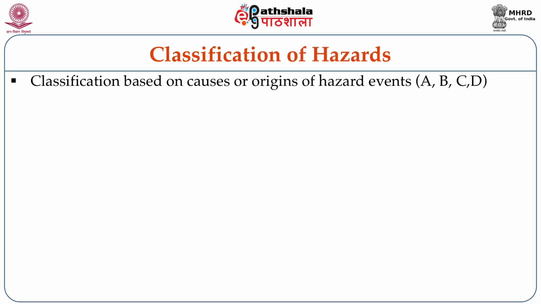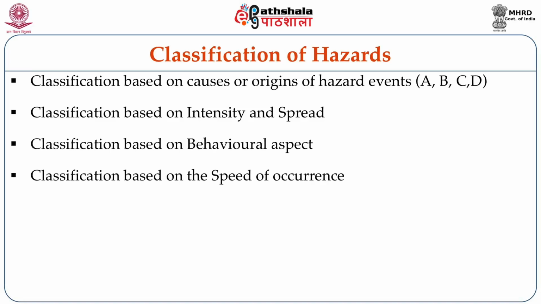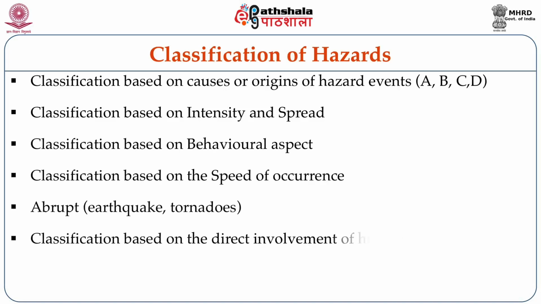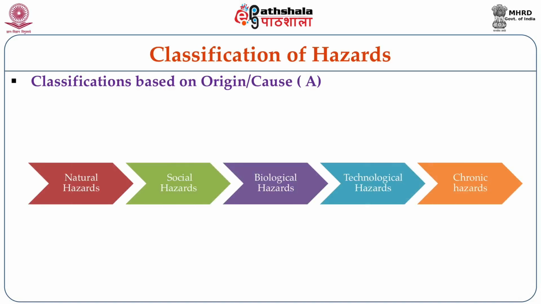Classification based on causes. This is actually the primary classification used in many fields, and which itself has some subsets, which I have put as A, B, C, D. And classification based on intensity and spread, classification based on behavioral aspect, classification based on the speed of occurrence, classification based on direct involvement of humans, and certain agencies which I have already mentioned, EMDAT, they have put their own classification. So let us take the classification based on the origin or cause: natural hazards, social hazards, biological hazards, technological hazards, and chronic hazards. Let us go into each.